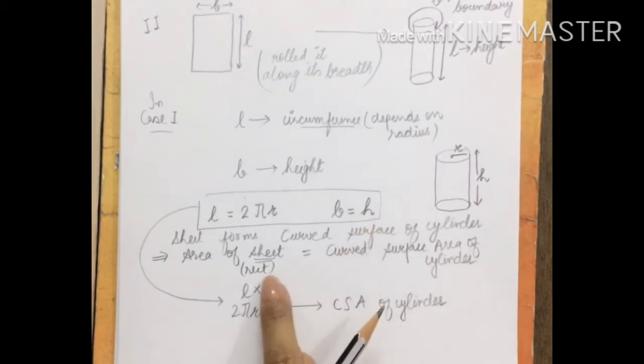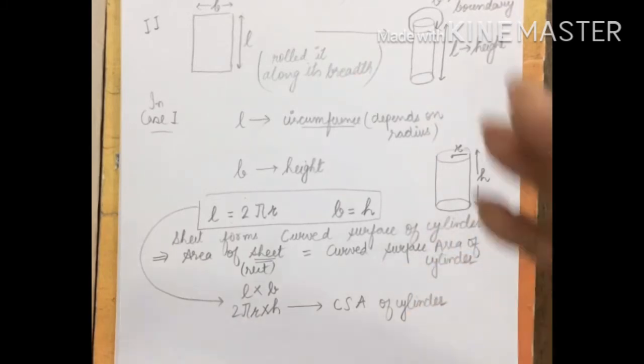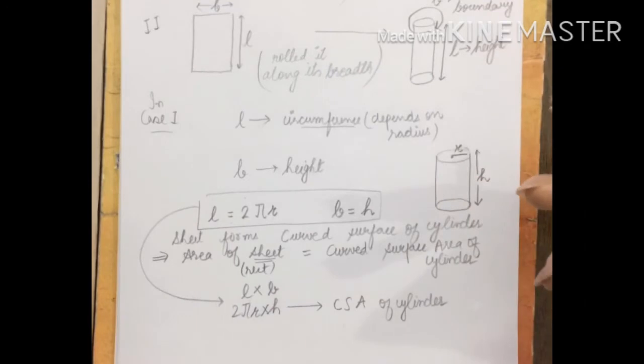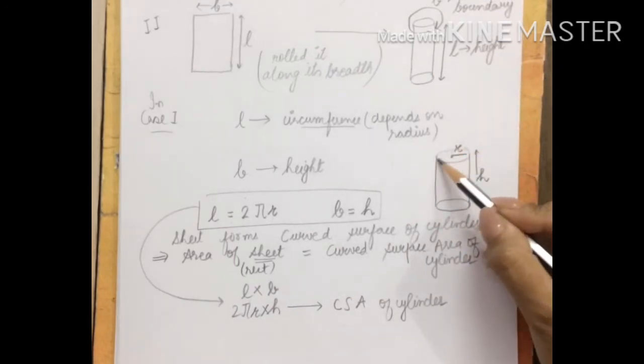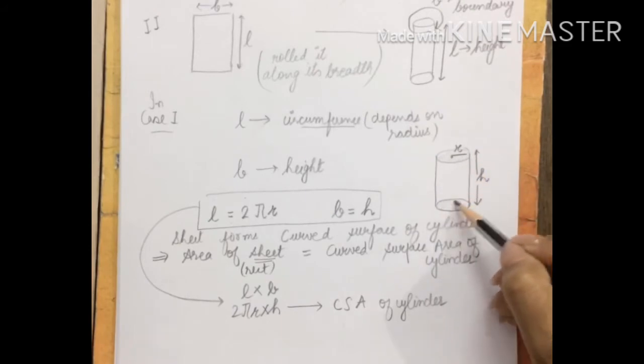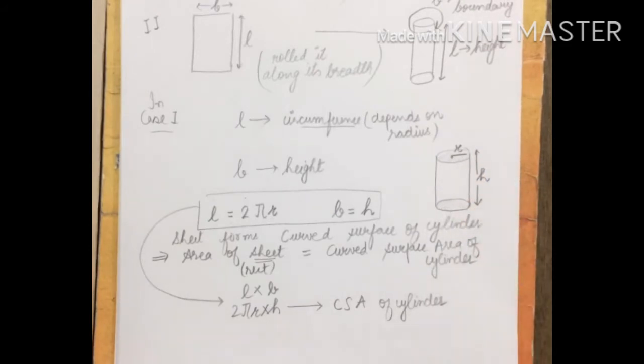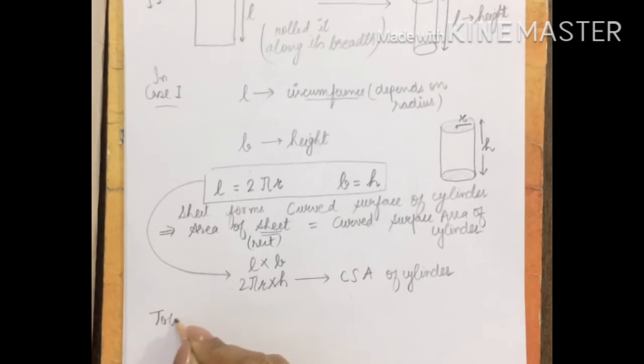So the area of the sheet, which was to be calculated using the product of length and breadth, is now equal to 2 pi r into h. So the curved surface area of the cylinder is 2 pi r h. What if the cylinder was closed on both the ends? To close the cylinder on both the ends, I would be using a circular lid here and a circular lid here. In that case, I will need to calculate the total surface area of the cylinder.